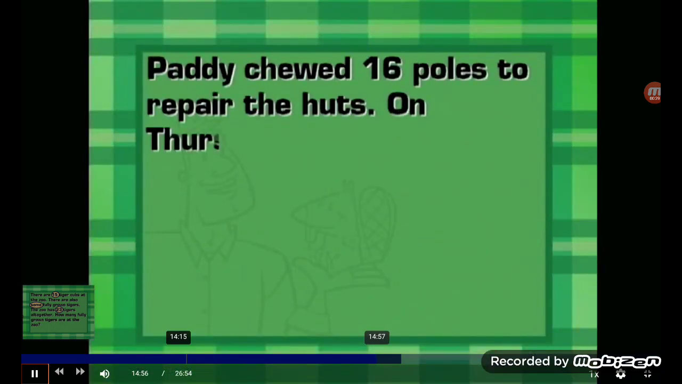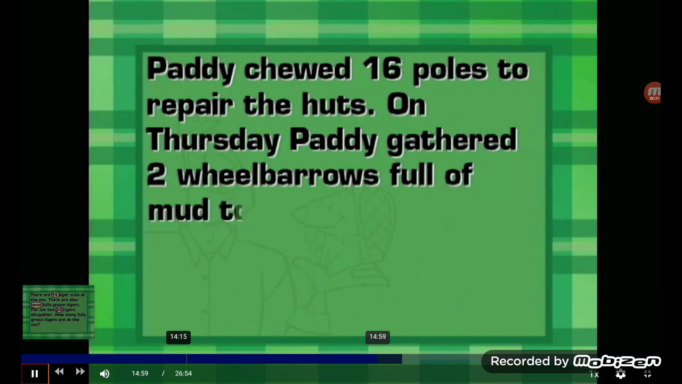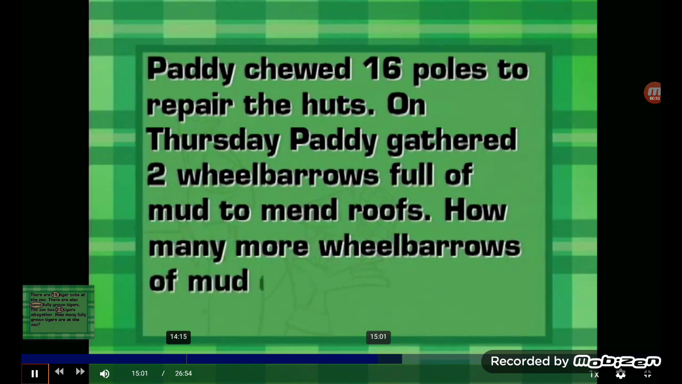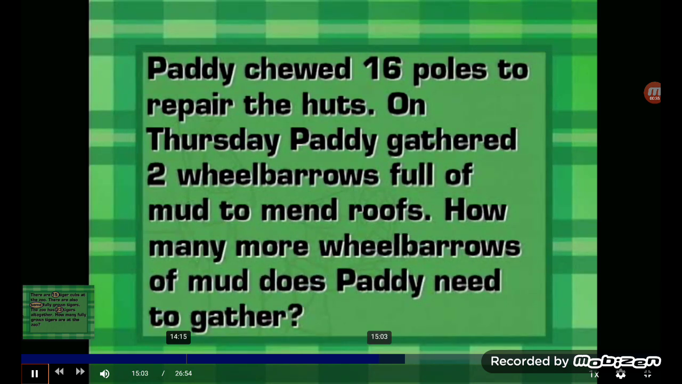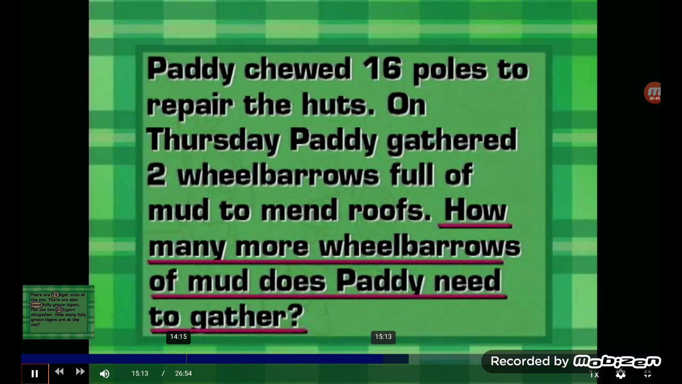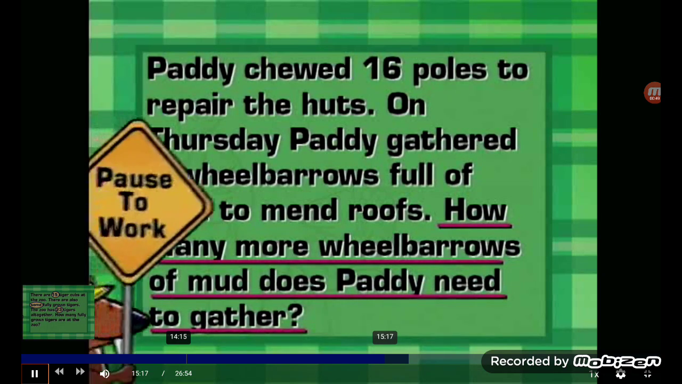Patty chewed 16 poles to repair the huts. On Thursday, Patty gathered 2 wheelbarrows full of mud to mend roofs. How many more wheelbarrows of mud does Patty need to gather? Could you underline the question for me? Okay. How many more wheelbarrows of mud does Patty need to gather? Figure it out.